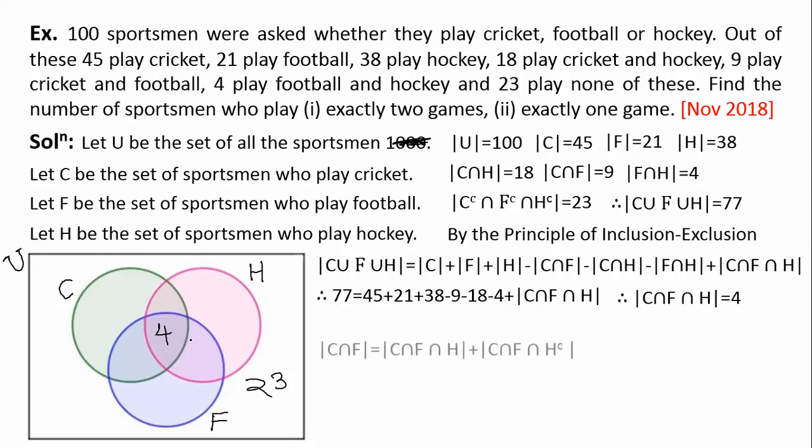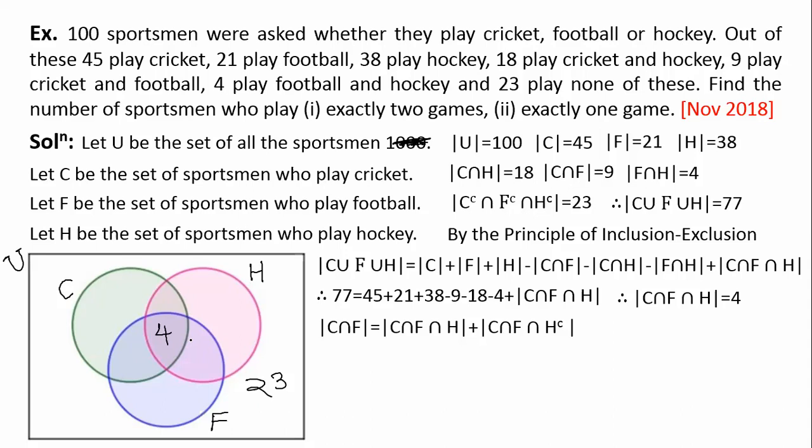Now let us try to understand. One more thing is given: C intersection F has cardinality equal to 9. C intersection F means all the sportsmen who play cricket and football, and that will be the union of the set of cricket and football and hockey, and cricket and football and not hockey.